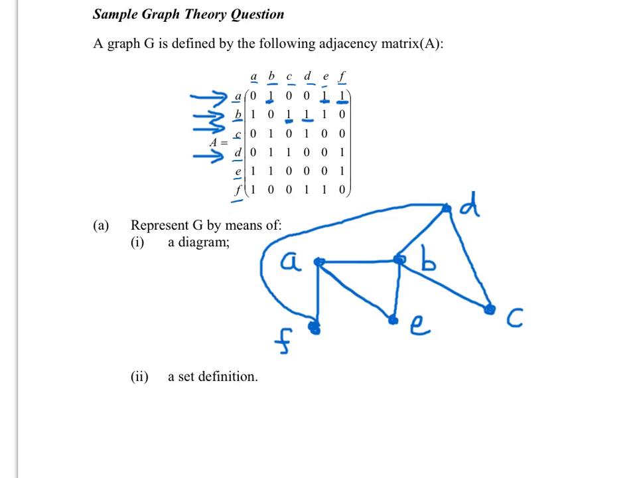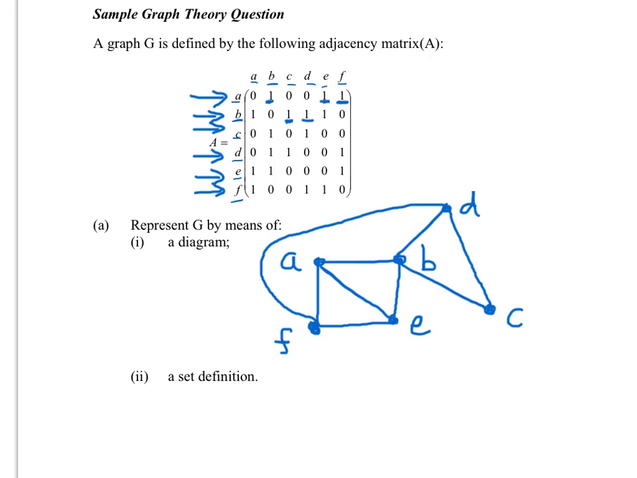Moving on now to row E. E is connected to A, we have that. E is connected to B, we have that. And lastly, E is connected to F, we don't have that. So I'm just going to draw in that connection. And for F, F is connected to A, we have that. F is connected to D, we have that. And lastly, F is connected to E, we also have that. So that's a diagram that represents the graph G.